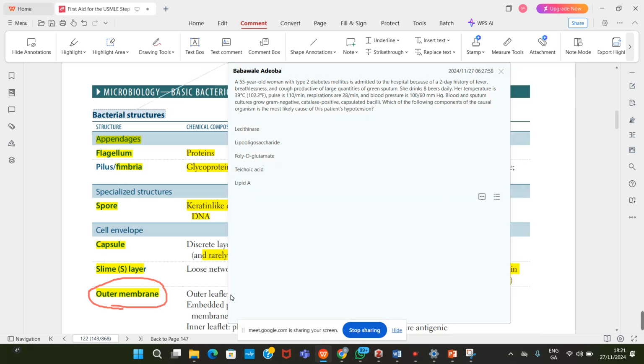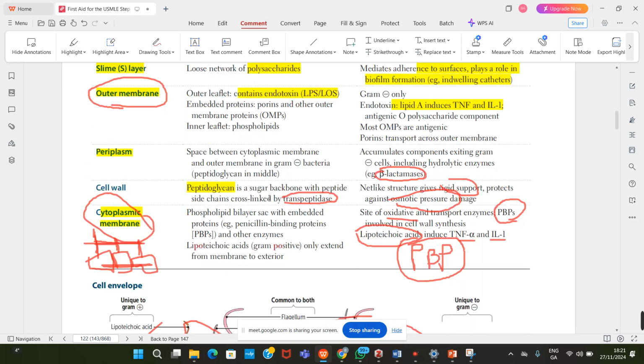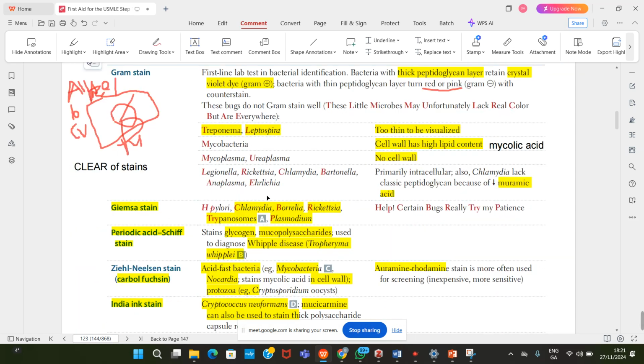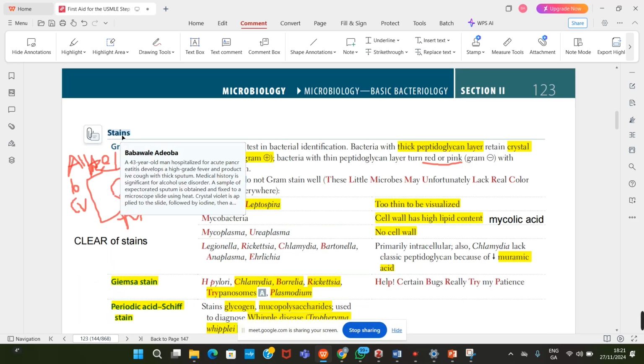Lipid A. So this is sepsis, right? Because you can see the hypotension, you can see the fever, so that's septic shock and tachycardia. And they told us that the organism is gram-negative, so that's why we have to pick lipid A. But if they change this to a gram-positive organism, what will be our answer? Teichoic acid. So it's as simple as that. That's just a very simple way to look at it.